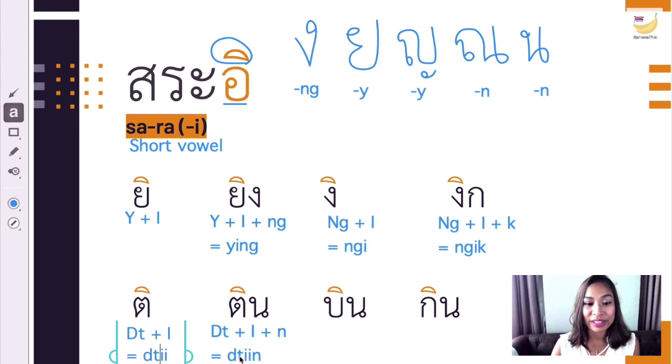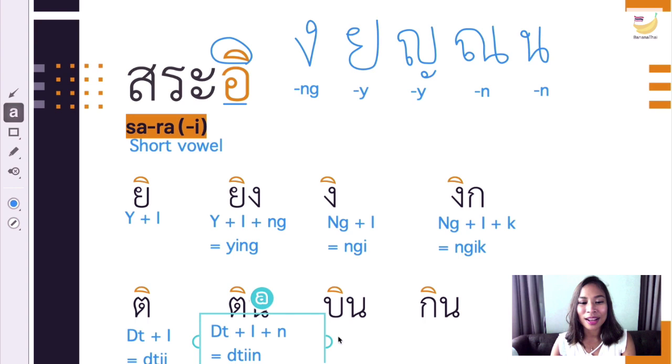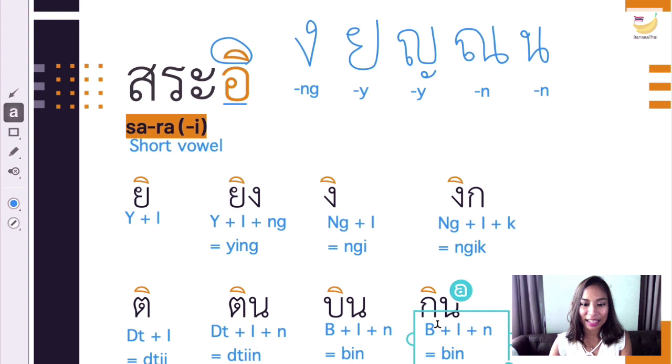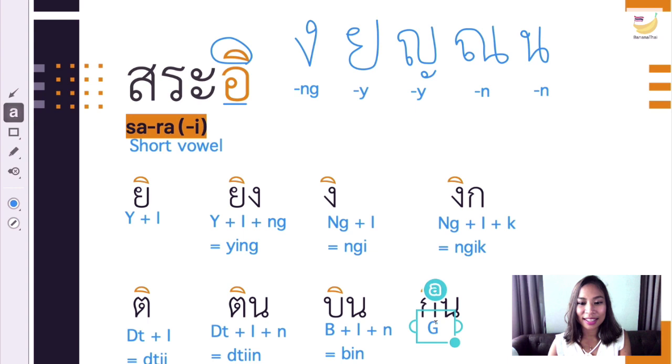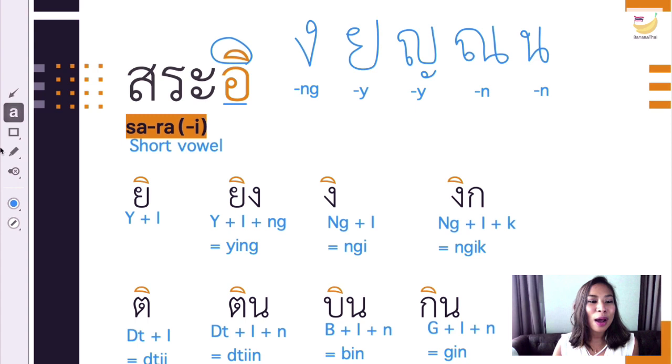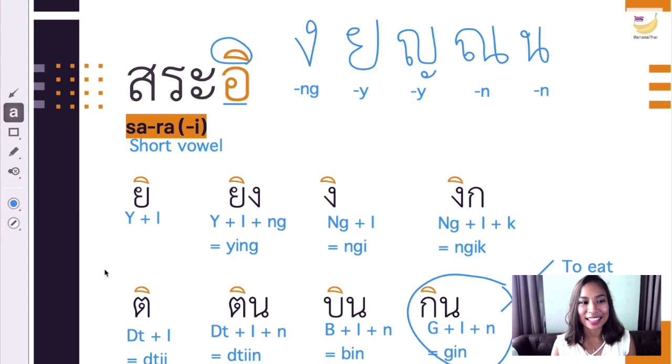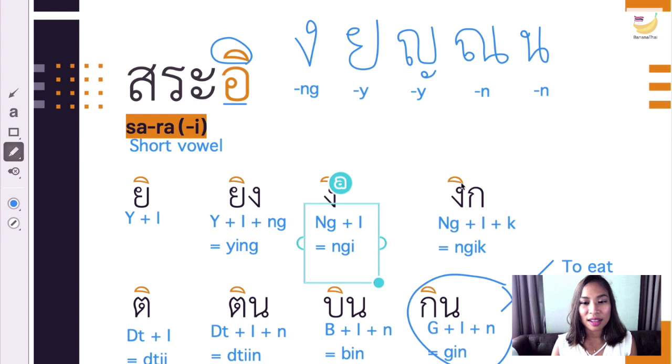Next one. This one is what? Remember from the last class, middle class, บ่อใบไม้, with สระอิ and ending consonant นอหนู, so together it is bin. And the last one, here: กอไก่, the g sound, สระอิ and ending with นอหนู, so gin. I want to highlight two of these. The word gin means to eat. Why bin? The word bin is to fly.